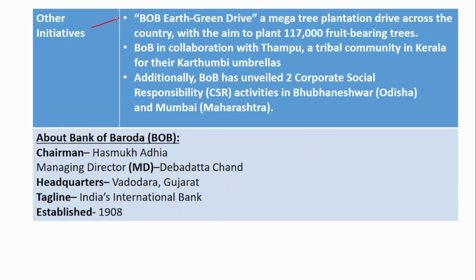Various other initiatives also include the BOB Earth Greening Drive. It is a mega plantation drive with an aim to plant 1,17,000 fruit bearing trees. Next is BOB in collaboration with Tampu, a tribal community from Kerala, for their Karthumbi umbrellas. BOB has also unveiled 2 corporate social responsibility activities in Bhubaneswar and Mumbai. So these are the various initiatives of Bank of Baroda on its 117th foundation day.